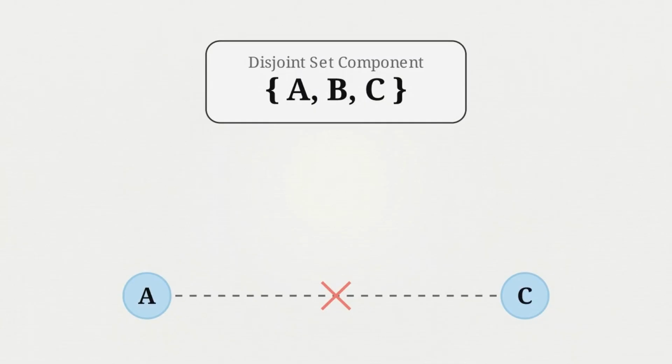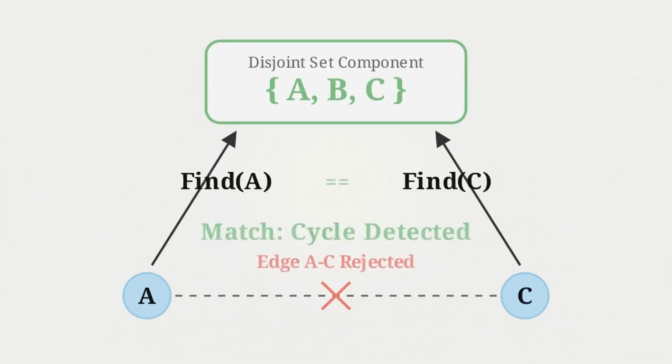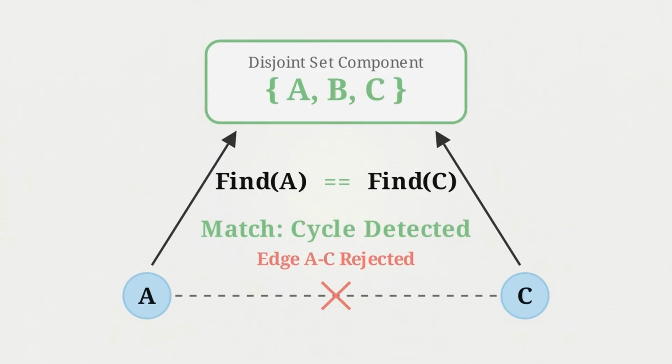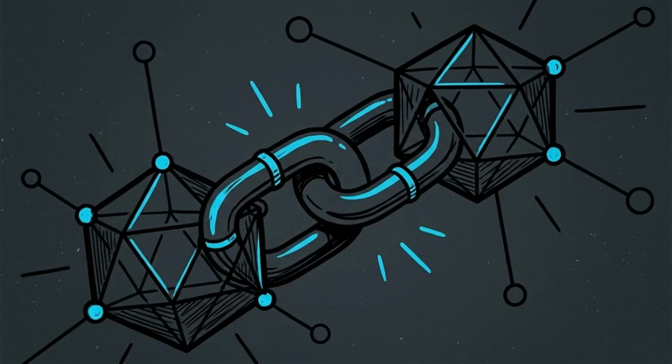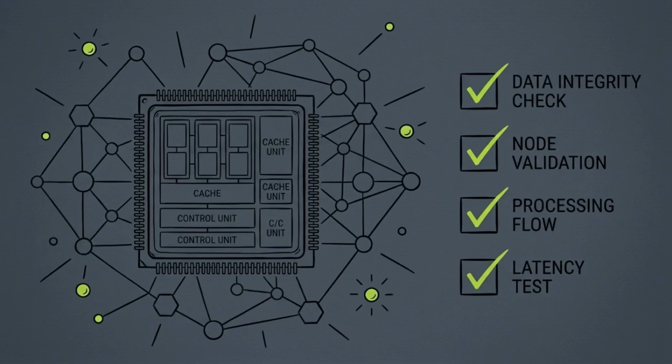Let's apply find to our rejected AC edge. The computer asks, what is the group for A and what is the group for C? Because both A and C are in the same merged box, find returns the exact same result. This establishes the rule: if find of X equals find of Y, the nodes are already connected. Adding a direct edge between them would create a cycle, so the edge is dropped. Union find allows the computer to process connectivity as a series of set membership checks. It replaces visual inspection with a fast mathematical operation.